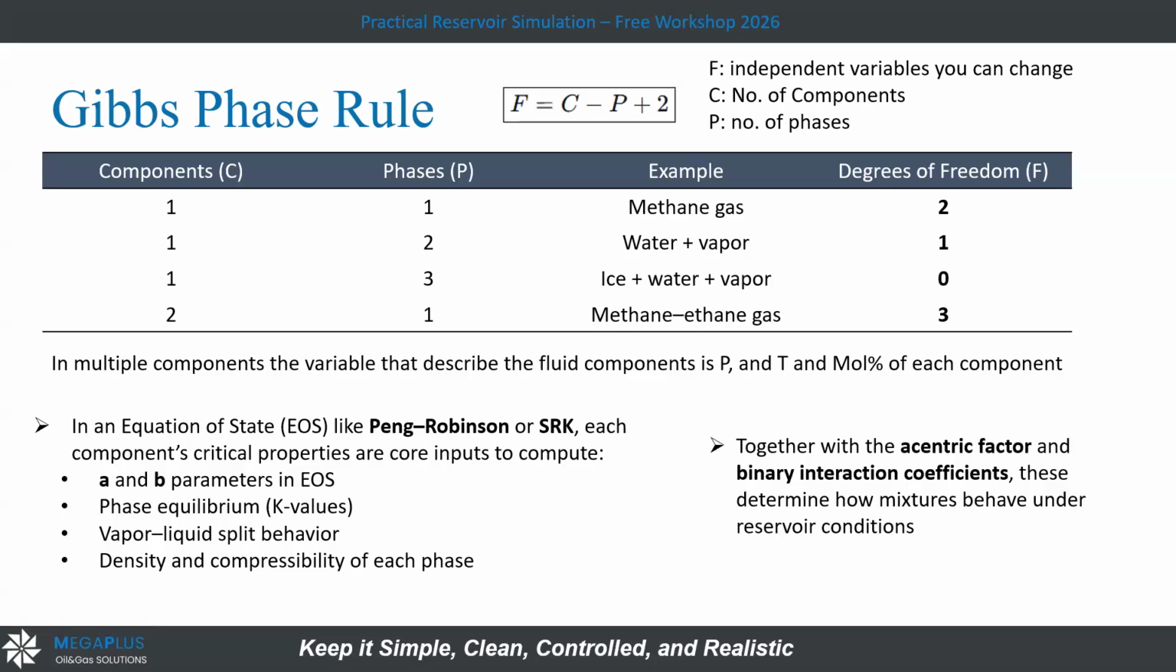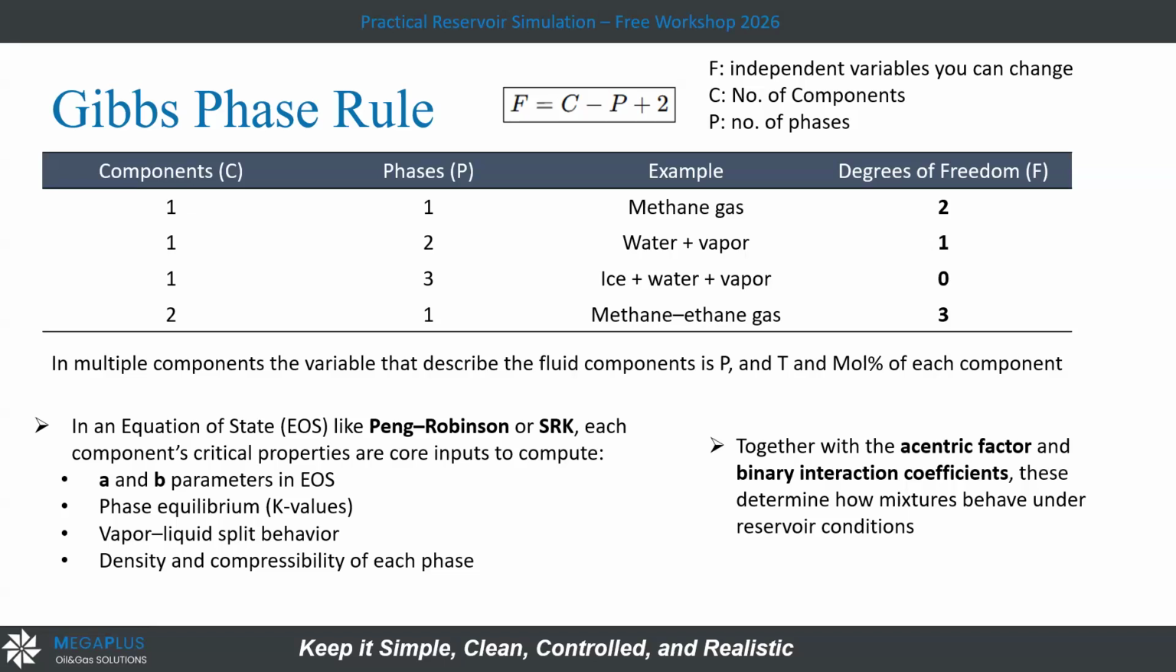Frankly speaking, I will tell you what F is. F is the number of parameters that can express the fluid. And C is the number of components that we have in the fluid, and P the number of phases. I know that you do not understand, so I have a schedule here that will simplify things for you.